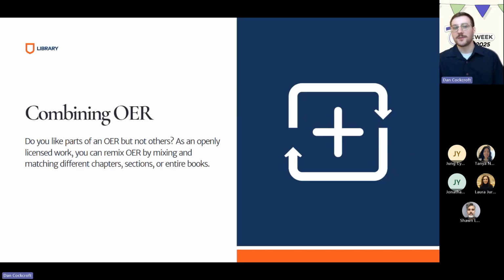Well, what if you like parts of an OER, but not the other parts? Maybe you want to take an OER and cut out a few chapters. Where do you find the other content in another OER? Maybe you want to combine them. Maybe you want to make a new OER. You can do that. So you can mix and match different chapters, sections, or entire books. You can add openly licensed images, interactive objects, all that type of thing.